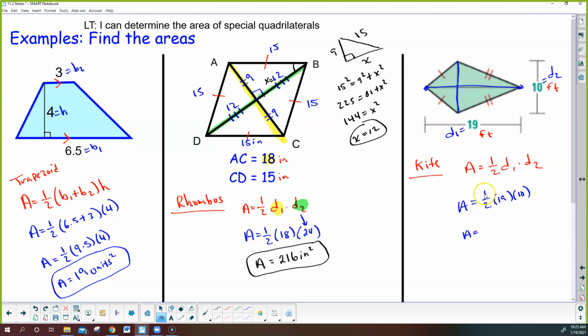And then I like to say, okay, well, let's see, half of 10 is 5, and 5 times 19 is 95. And then I called these feet.